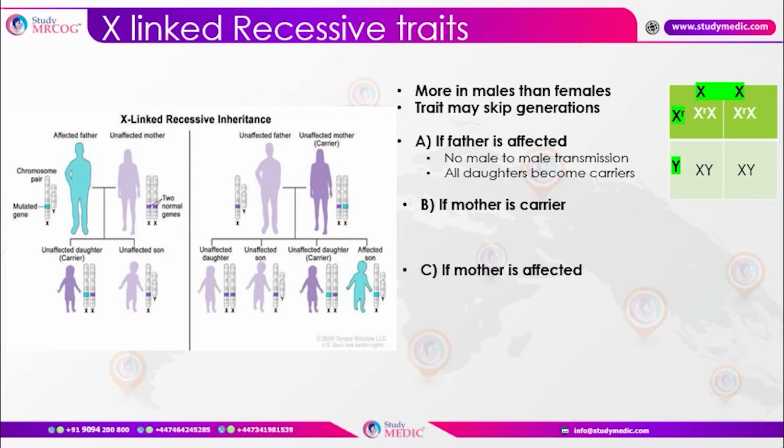Now, by making a Punnett square, we can easily find out whether the child will be affected or not, and this might be asked in the exam as well.